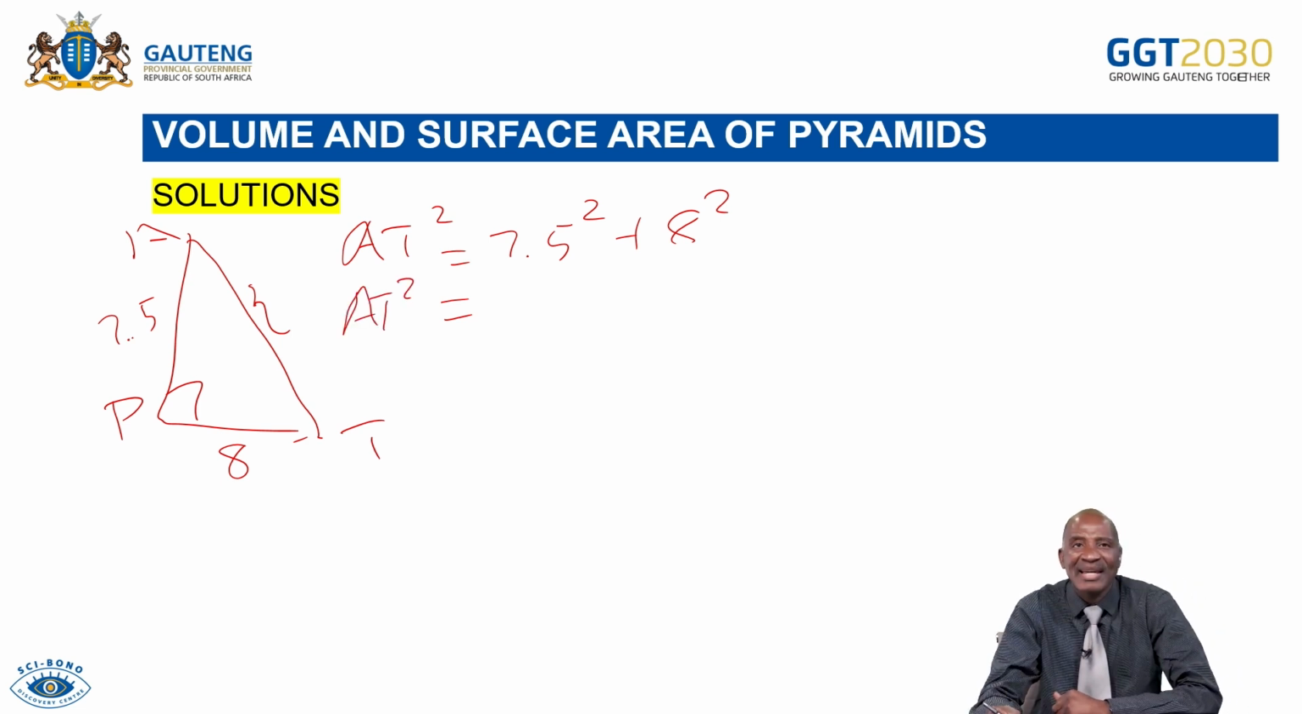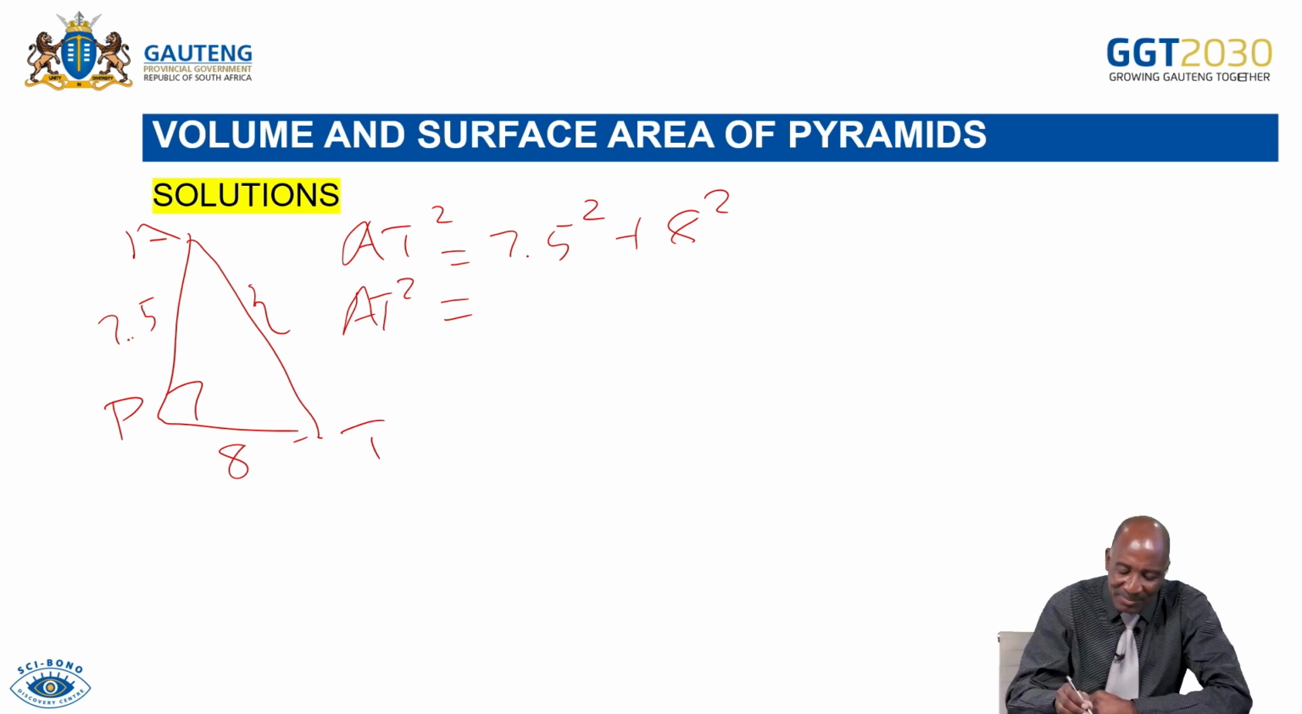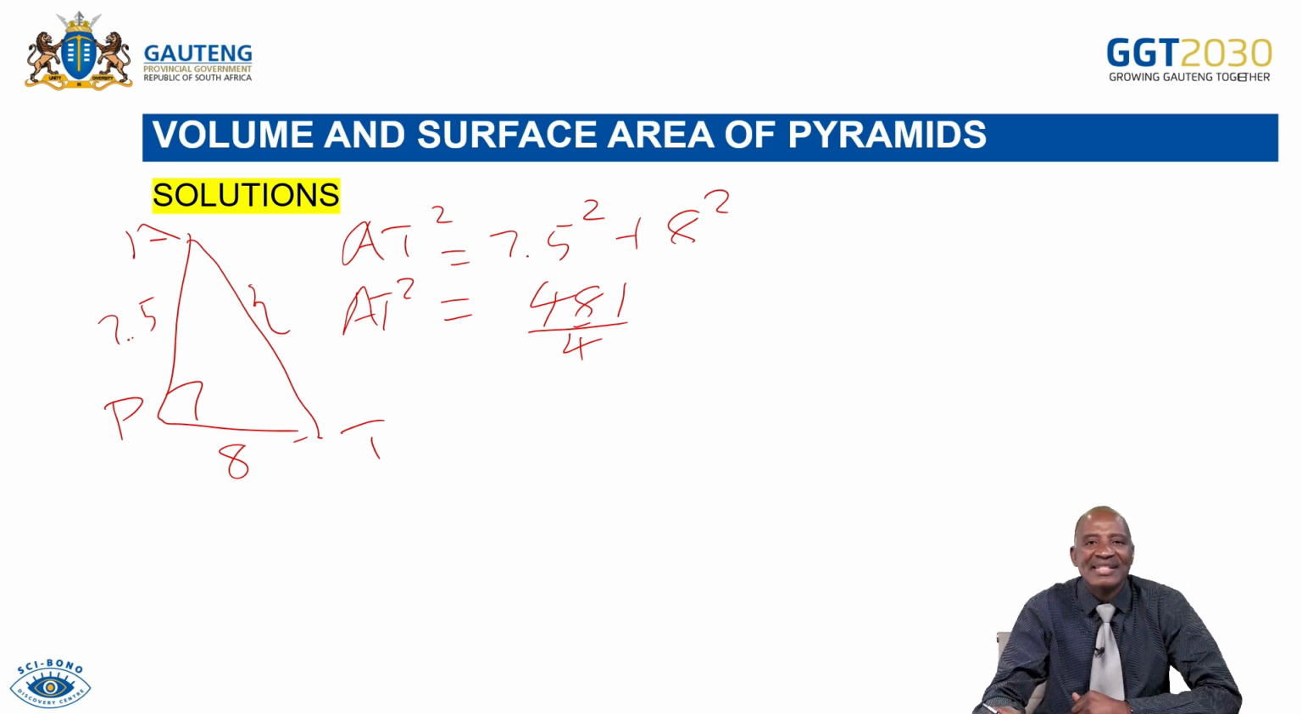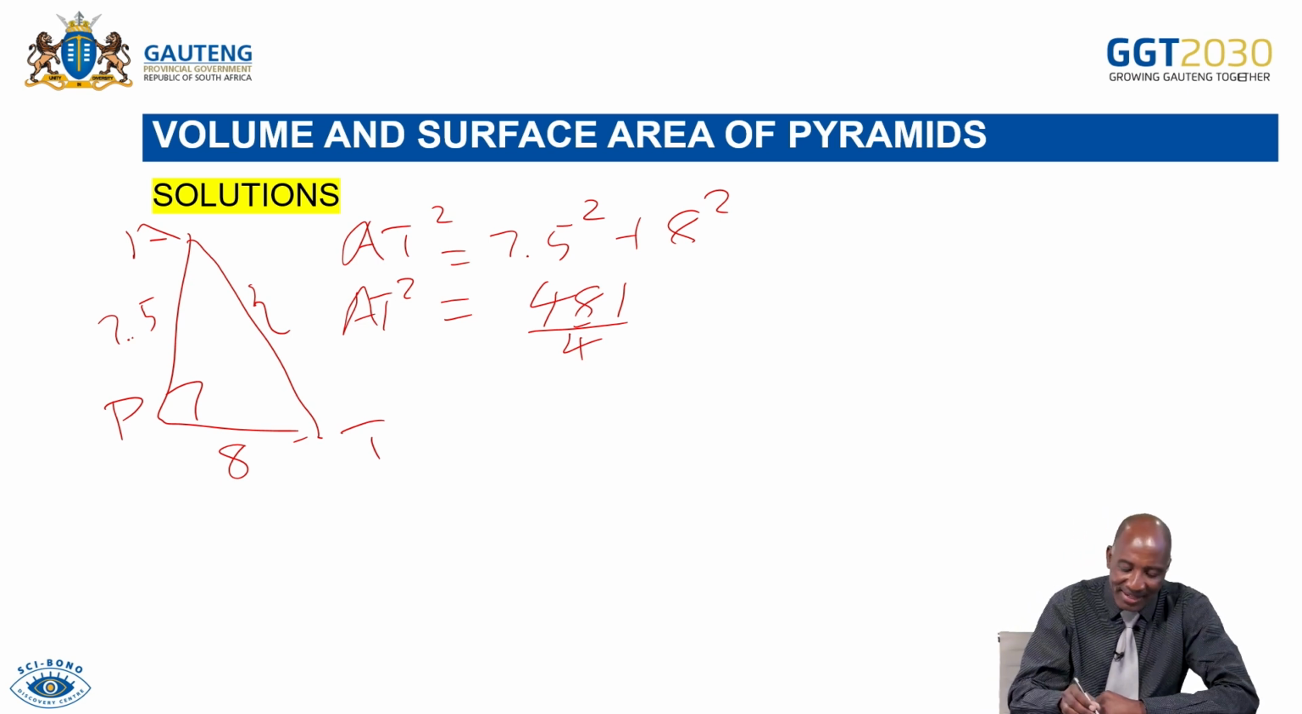Punch that out for me and give me the answer. 7.5 squared plus 8 squared. What are you getting? Yes, I'm getting 481 divided by 4. It's a fractional answer because of that 7.5. Then you take your square root of both sides.